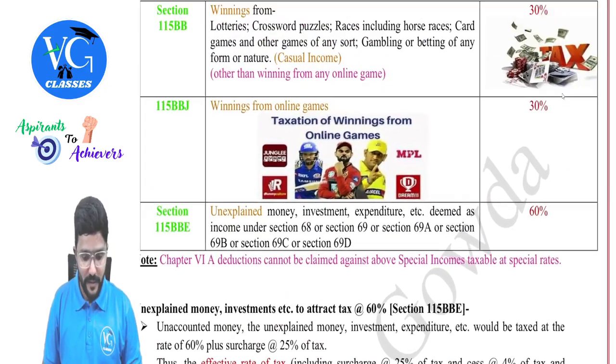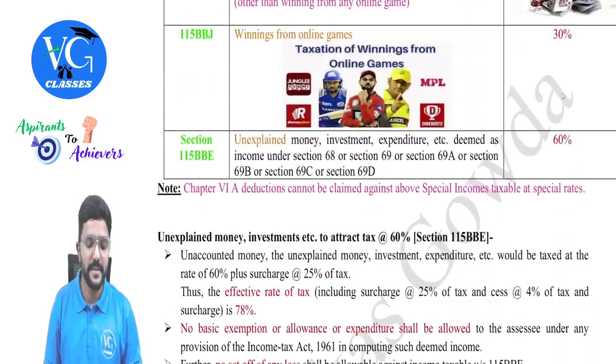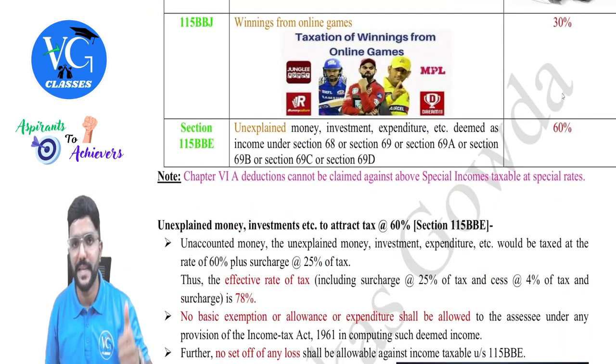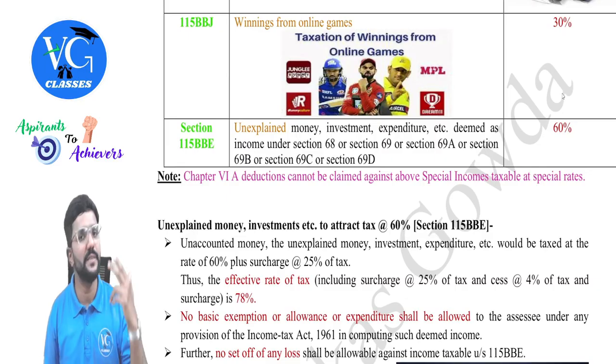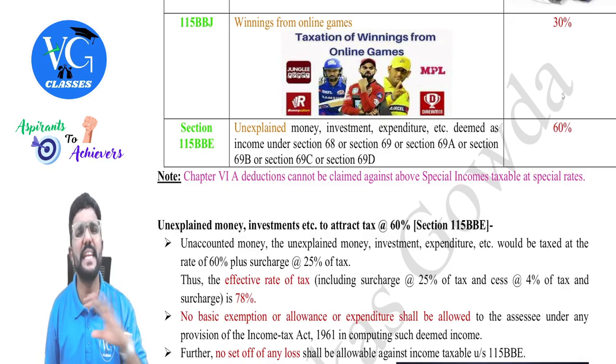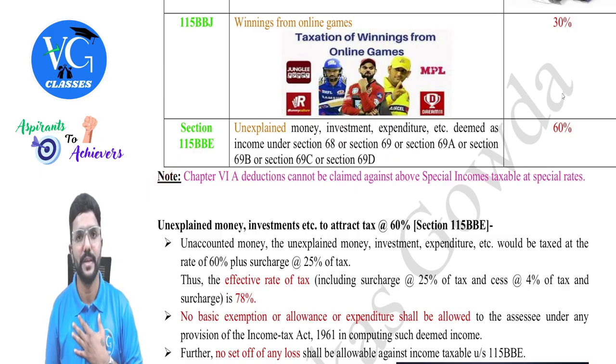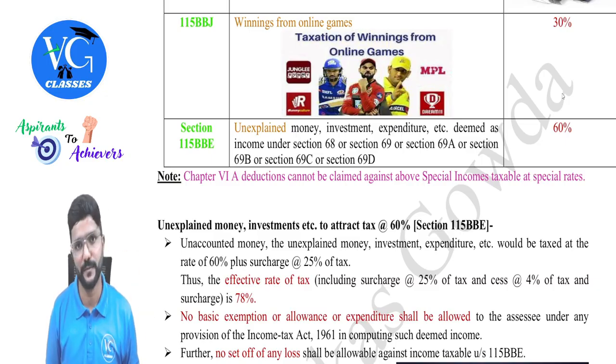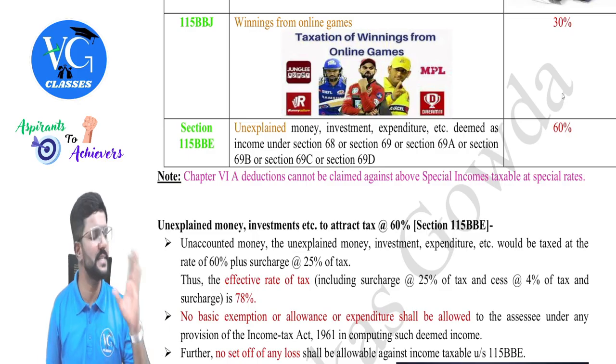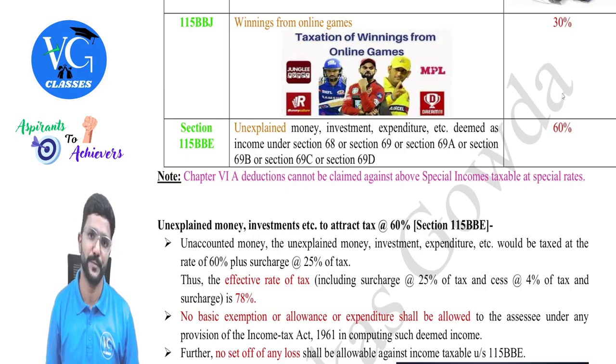Then against this, we cannot set off basic exemption limit. We cannot claim any Chapter 6A deduction. We cannot even adjust basic exemption limit, and we cannot claim any expenses or deductions, guys. Actually, I've given a note here. Whatever special income the assessee has, against that no deductions under Chapter 6A can be claimed, guys. No deductions, nothing contained in Sections 80C to 80U can be claimed against the special incomes.